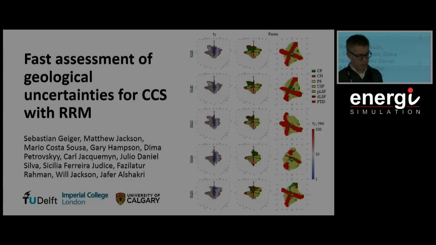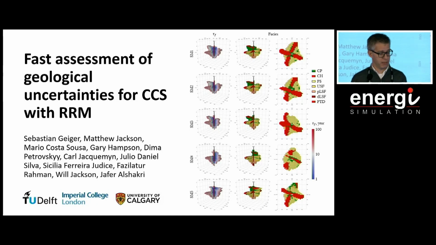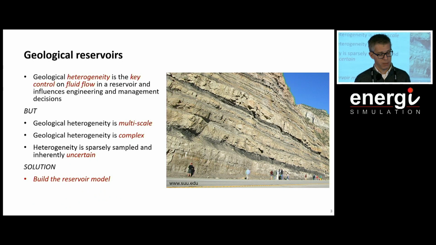some of the operations. And what I want to do is show you one particular application using a software that we've developed in partnership with Imperial College London, open source software, and University of Calgary, called Rapid Reservoir Modeling. You've seen me perhaps speak about the software in the past. I'm going to talk about how we use that software to do some very fast assessment of geological uncertainties in the carbon capture and storage world.